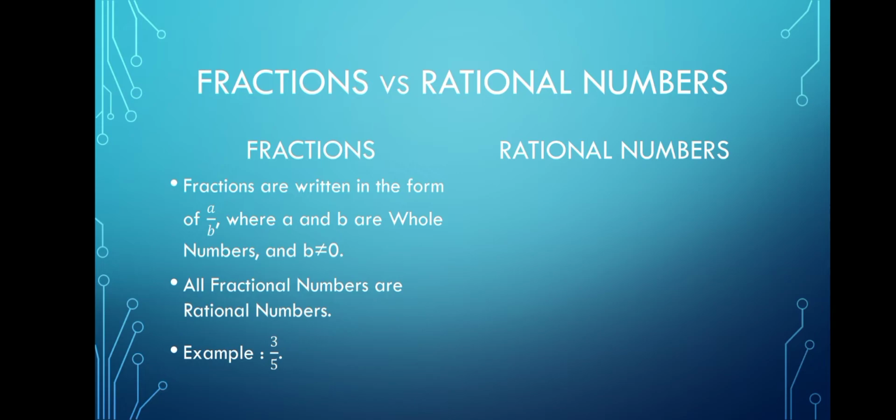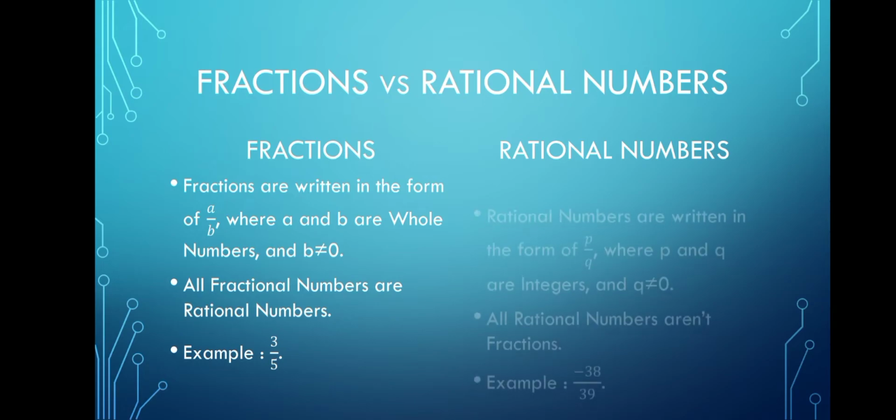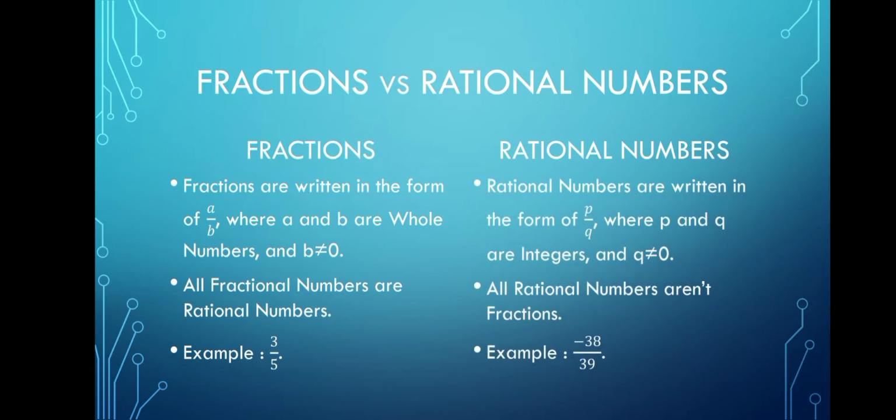Fractions. Fractions are written in the form of a by b, where a and b are whole numbers and b is not equal to 0. All fractional numbers are rational numbers. Example: 3 by 5. Rational numbers. Rational numbers are written in the form of p by q, where p and q are integers and q is not equal to 0. All rational numbers are not fractions. Example: minus 38 by 39. You see friends, there is just one difference between these two, and thus the difference is very easy.